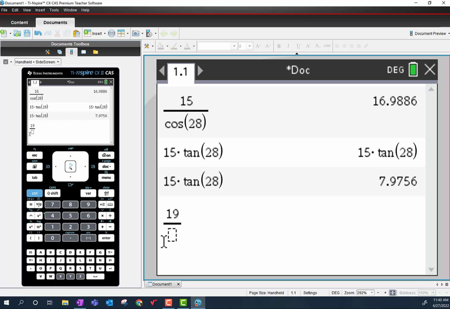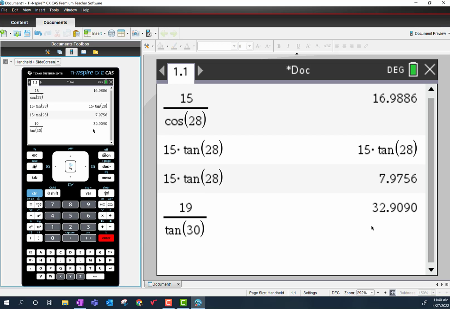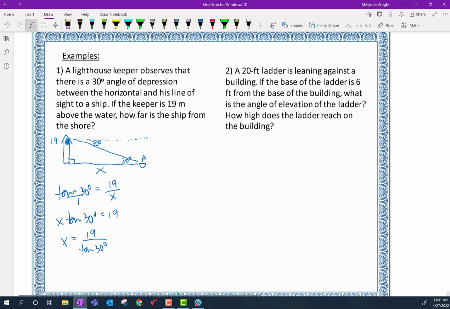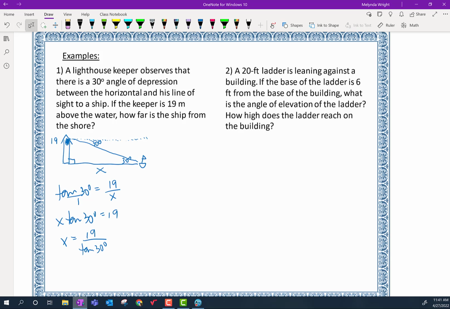So 19 over tangent of 30 degrees. Remember, we have to hit Control Enter. So that gives us 32.909. Now, tangent of 30 degrees is a unit circle value. We certainly could have used the unit circle if we wanted to. That would have been fine. I mean, we used a calculator instead, but we could have used the unit circle. So x, the distance, is 32.909, and what's our units? Meters. So the ship is a little over 32 meters from the shore.